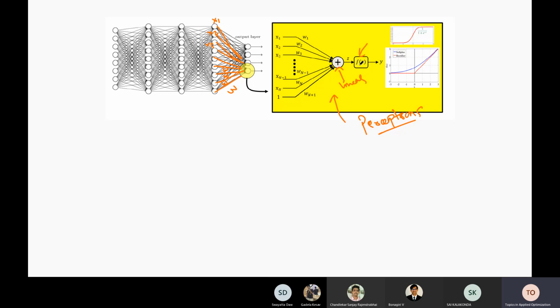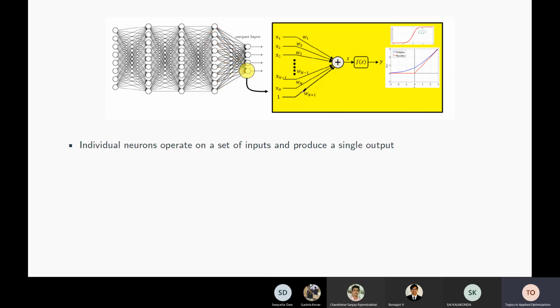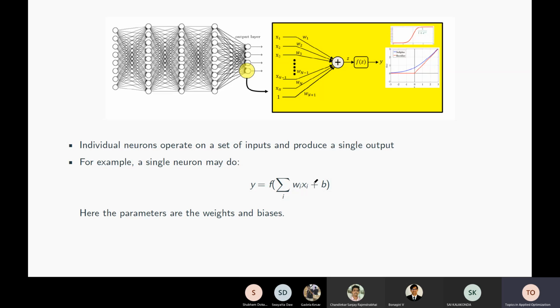This could be the sigmoid, or softplus, or ReLU, and so on. There are various ways that I can do the activation. One neuron is one perceptron. Individual neurons operate on a set of inputs and produce a single output. For example, a single neuron may do this, as explained here. We have done a linear combination, and then a final activation by F. The parameters of the network we know are the weights and the biases.